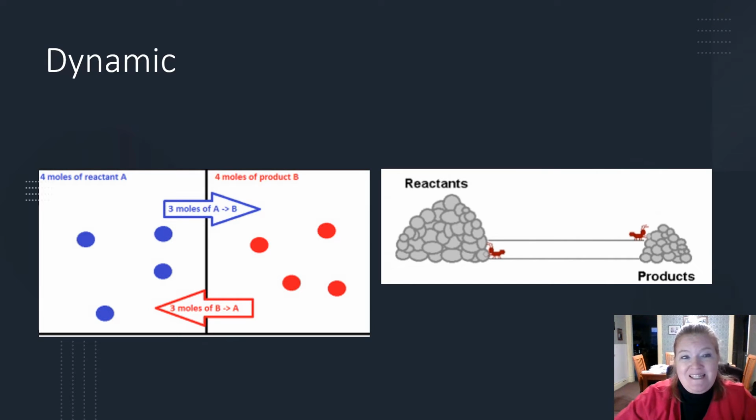Remember, equilibrium is dynamic. That means stuff is still happening. Static would mean nothing's happening. Dynamic means products are being formed and reactants are being formed. The forward reaction is happening, the reverse reaction is happening, but at the same rate. It's like the same number of players on the field, but we're swapping in and out.